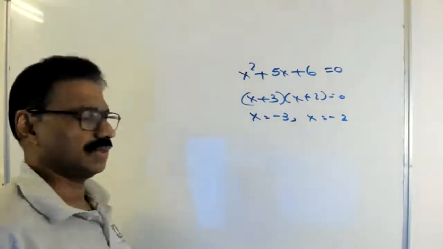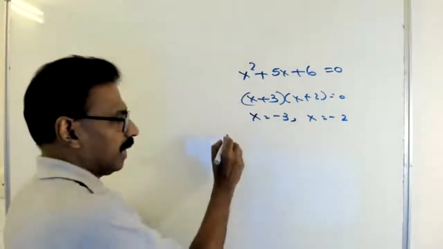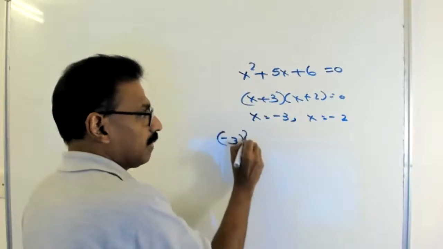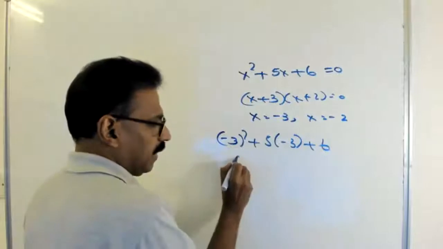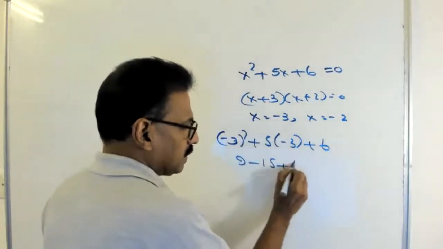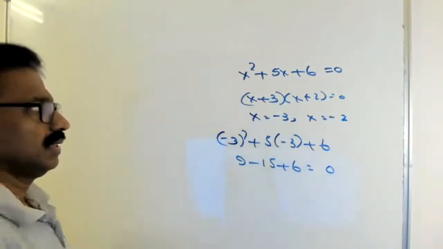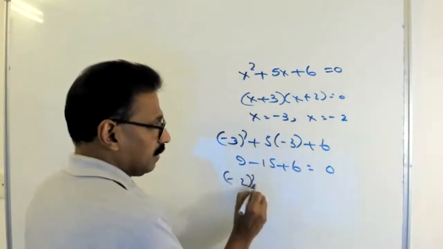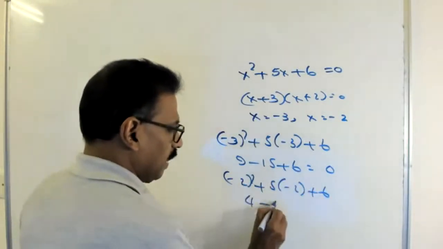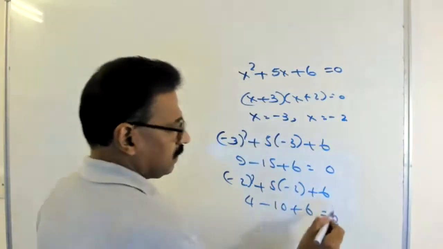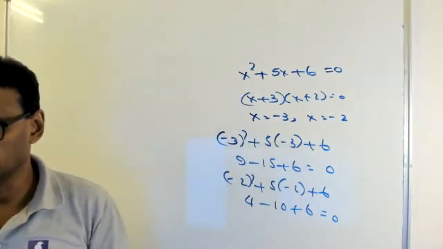These are the zeros. That means when you apply here, minus 3 square plus 5 into minus 3 plus 6, what happened? 9 minus 15 plus 6 equal to 0, right? 9 plus 6 is 15, 15 minus 15 is 0. Then minus 2 square plus 5 into minus 2 plus 6: 4 minus 10 plus 6 equal to 0. That's the reason minus 3 and minus 2 are the zeros.